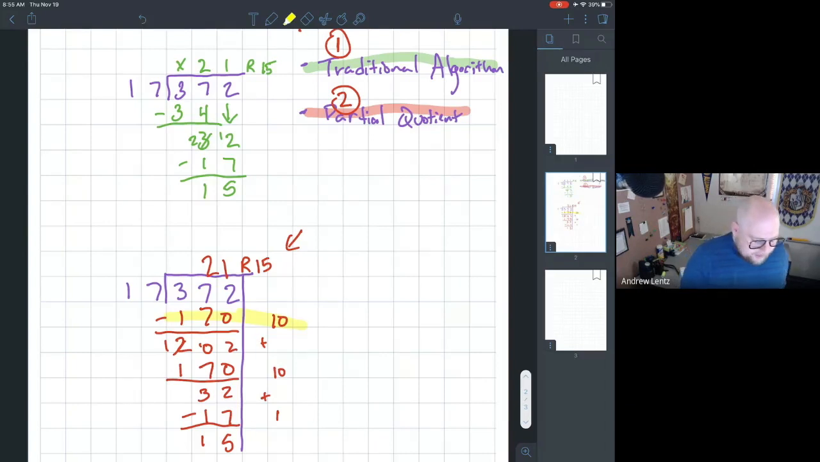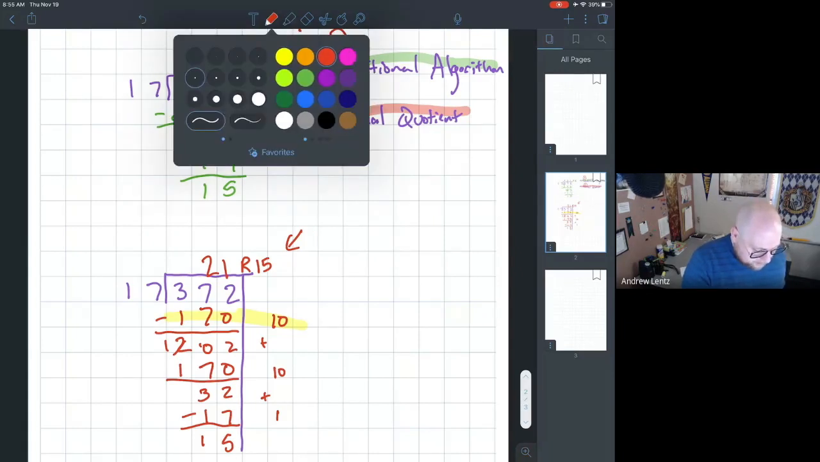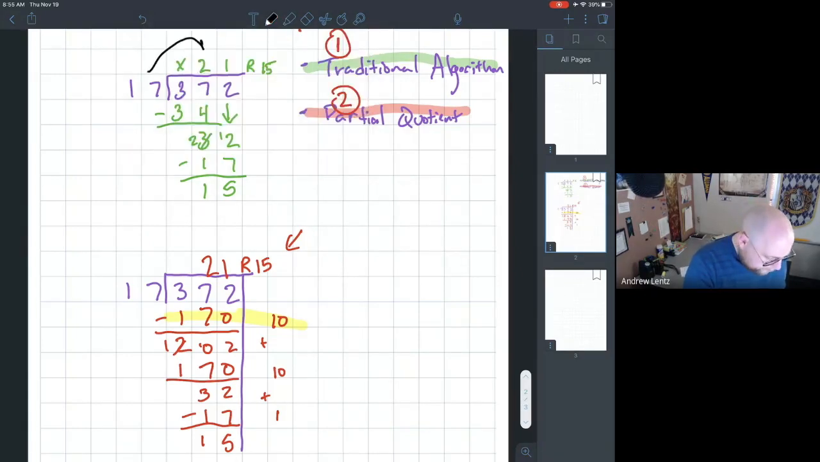Okay? Whereas up here, I'm like, okay, I'm not really pulling out groups of anything, right? And really, I'm not pulling out 2 from 37. I'm pulling out 20 from 370. That one gets a little bit more squishy, okay?